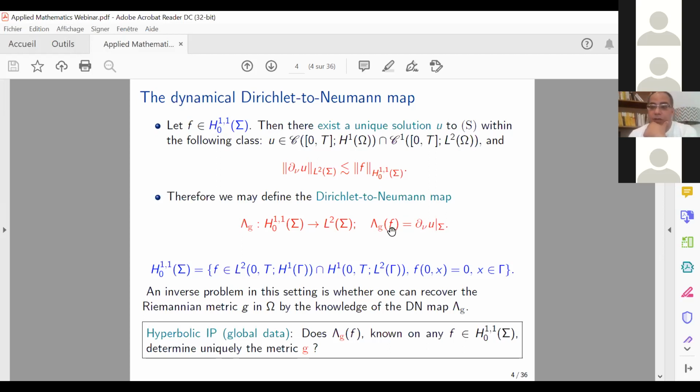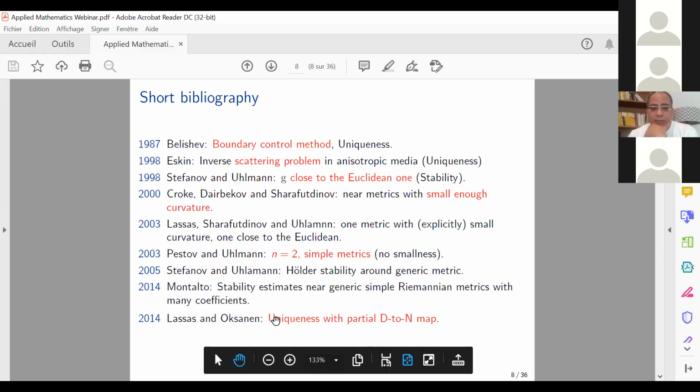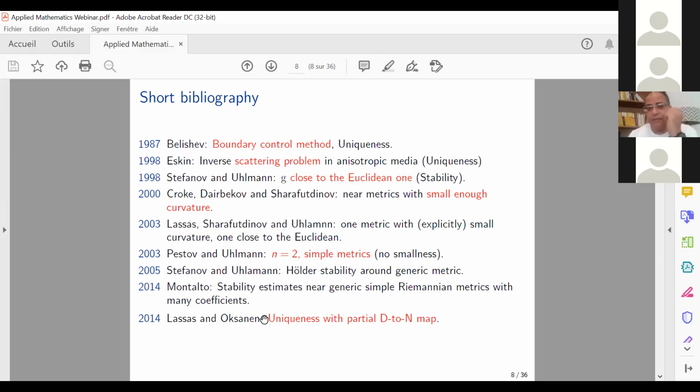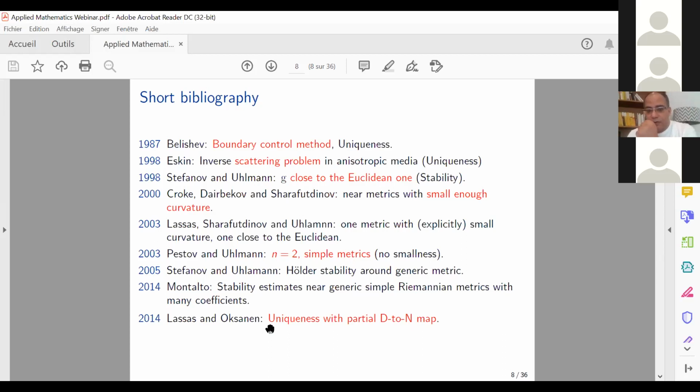F not necessarily with compact support. But of course, this problem is very important. For example, in this paper, by using the boundary control method, the authors consider the case when F is compactly supported in a fixed part of the boundary, and we measure in another part of the boundary. That's exactly the case I'm talking about. For uniqueness, it is okay.